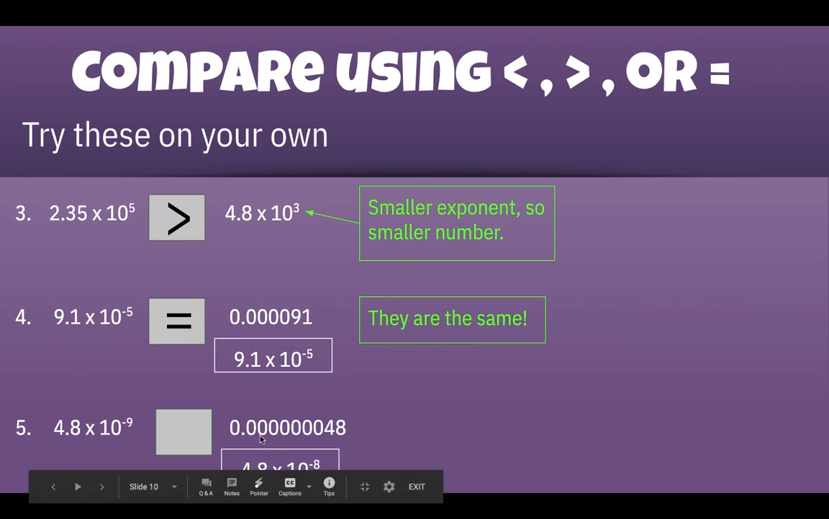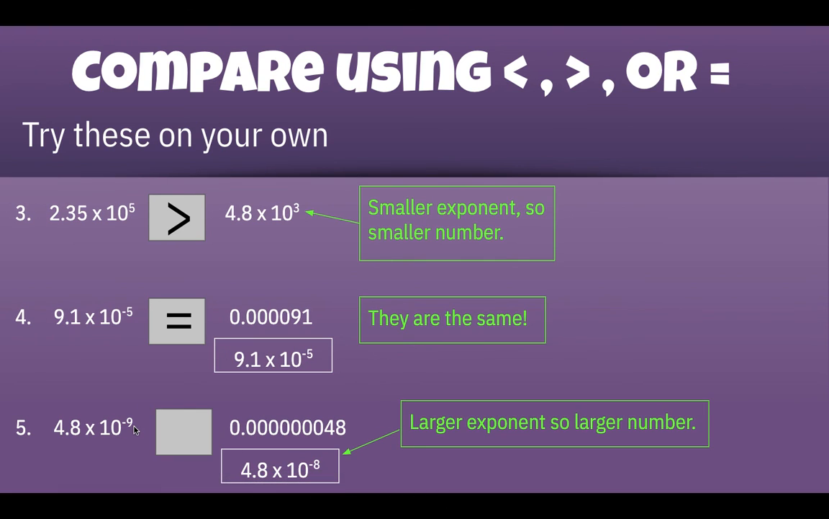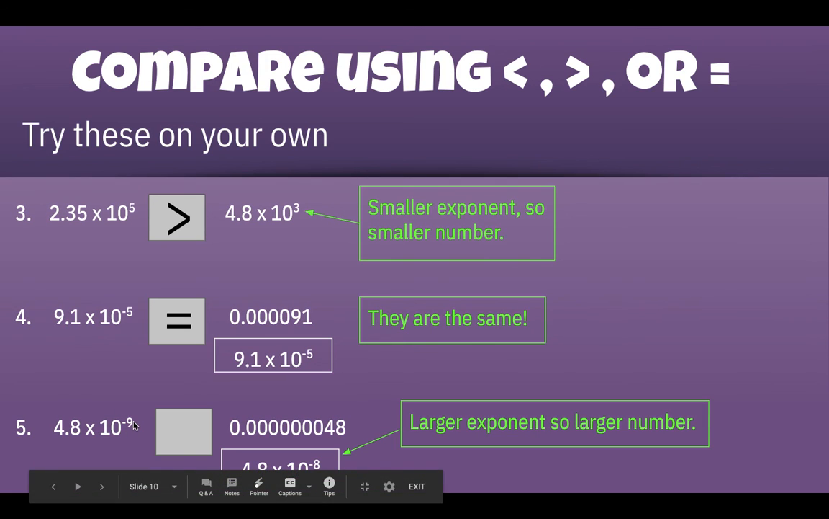All right, so now we're going to compare our exponents. This negative 8 and negative 9. Which one is smaller? The negative 9 is a bigger negative. It's further away from 0 compared to the negative 8. So this negative 8 is larger compared to negative 9. So 4.8 times 10 to the negative 9th is less than 4.8 times 10 to the negative 8th.